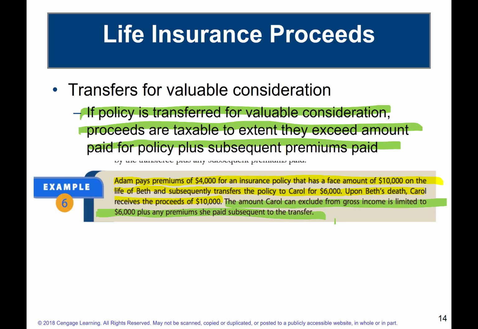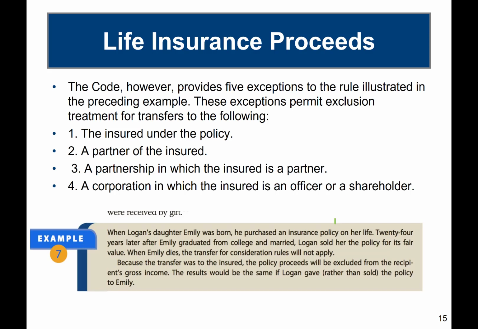Okay, good. Come over and take a look at exceptions to the rule in the preceding example. Okay, and if you look at this list, guys, I'm not going to read through the whole thing, but if it's somebody that would have benefited from the policy, such as the insured under the policy, a partner of the insured, okay? If you have this sort of situation, then they will not make you pay the tax on any increases, so any amounts in excess of the fair value consideration given.